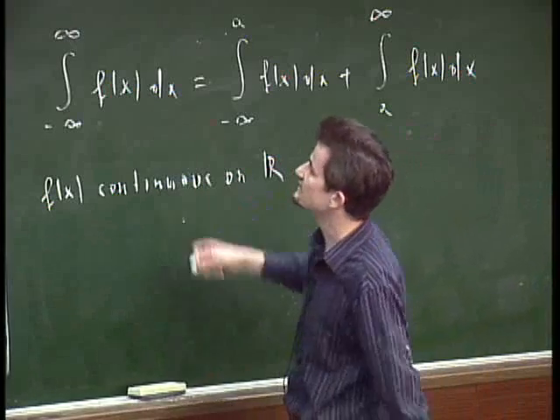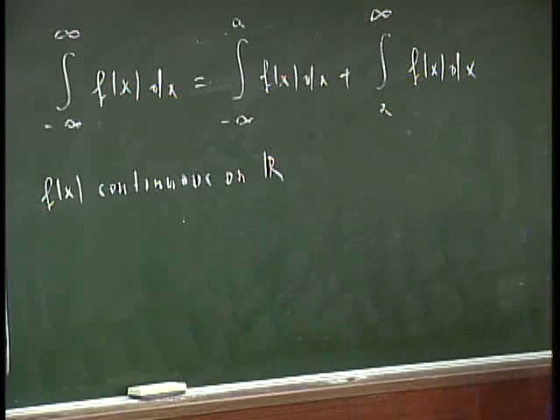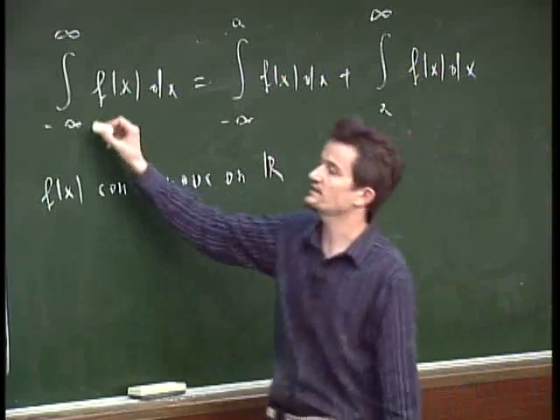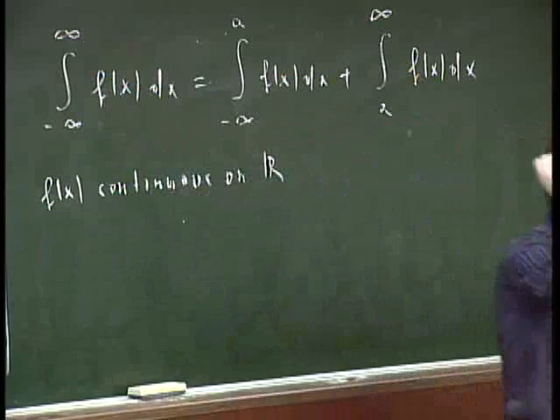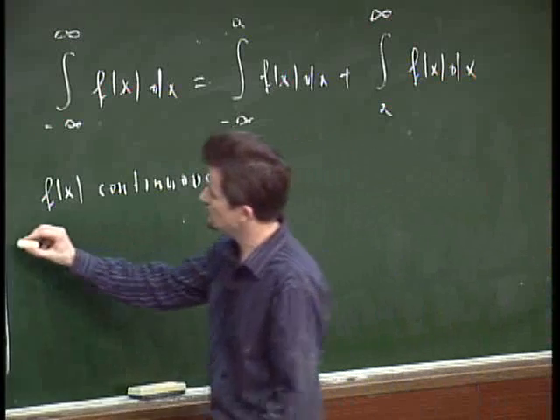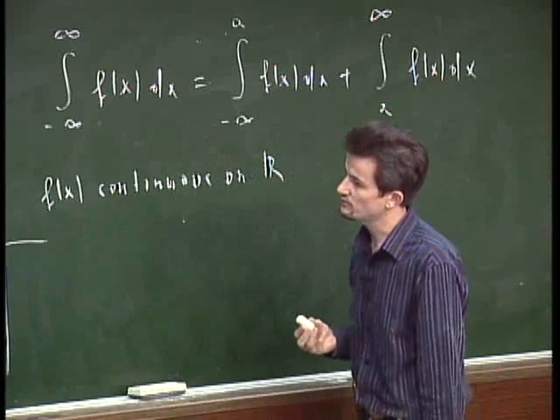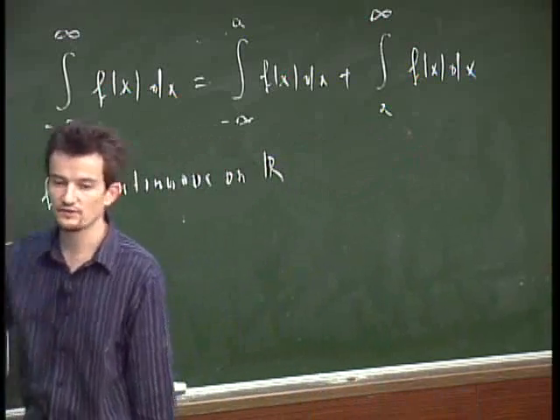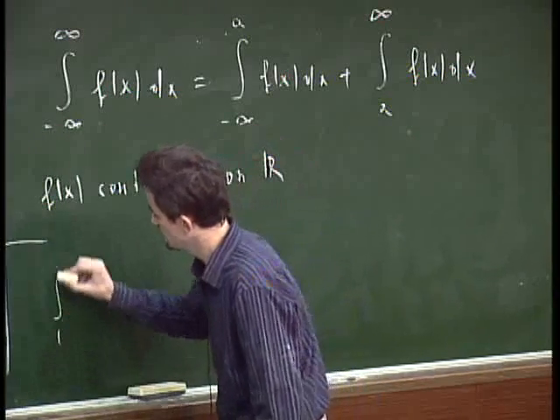So this is an infinite integral where both lower and upper limit are infinity. So maybe let's check out some example. So we saw already 1 over x squared. So how about this integral here?